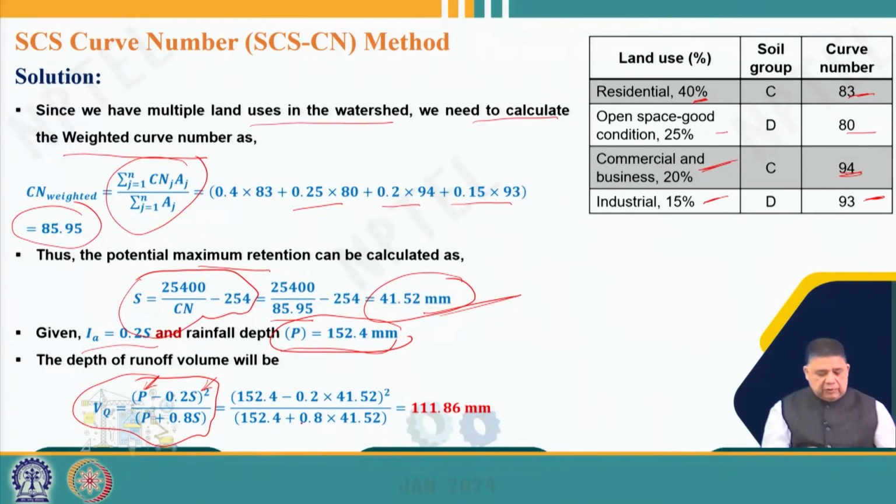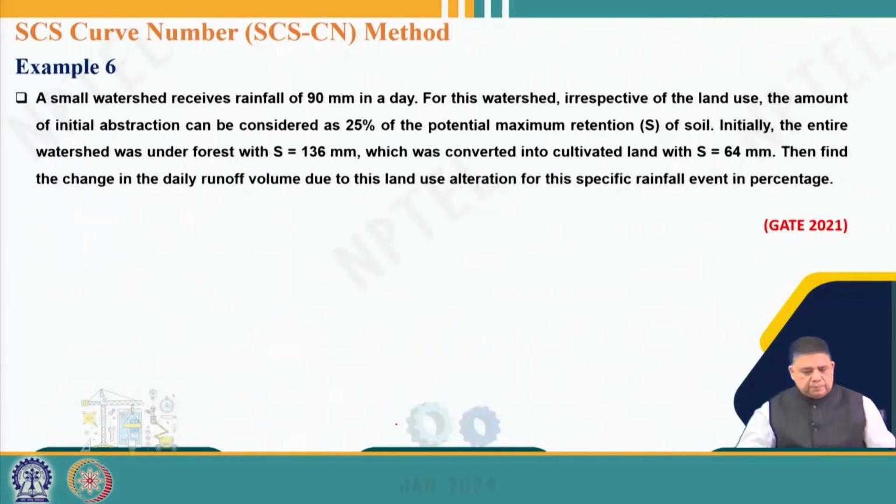So, by putting in these values, we get the runoff depth volume, which comes out to be 111.86 millimeters as per the SCS curve number method. So, this is one application of the SCS curve number method for a given problem.